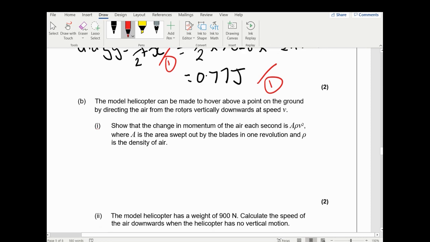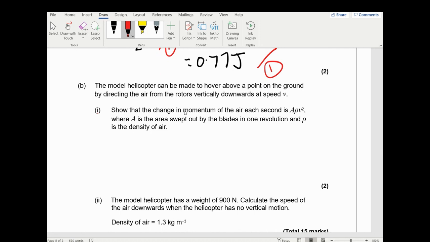So the model helicopter can be made to hover above a point on the ground by directing the air, the rotor vertically downwards with a speed of v. Show that the momentum of air each second is A rho v squared, where A is the area swept back by the blades. So if I actually drew what's happening here, you have a nice circle like that. This is where the blades are. Okay, there's the blades. And it's taking out some air here. So they're after the momentum of this air.